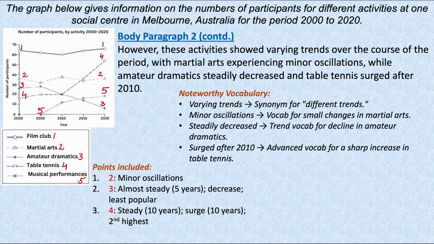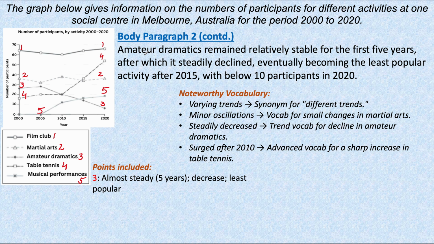However, these activities showed varying trends over the course of the period, with martial arts experiencing minor oscillations, while amateur dramatics steadily decreased and table tennis surged after 2010. Amateur dramatics remained relatively stable for the first 5 years, after which it steadily declined, eventually becoming the least popular activity after 2015, with below 10 participants in 2020.